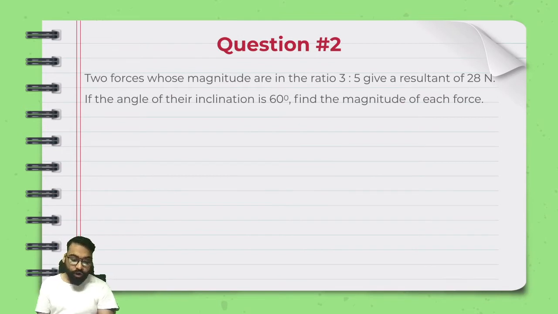This is question number 2 for you, in which you are told that this time two forces whose magnitudes are different, right? It's not the same like 10 Newton in the previous problem. It is in the ratio 3:5. And they say that these two forces are giving a resultant of 28 Newtons, right? Okay, good enough. Is there anything else given? There's the angle of their inclination given as 60 degree. So you are given two forces with the magnitudes ratio. You are given the angle between them, that is theta. And now you want to find the magnitude of each force.